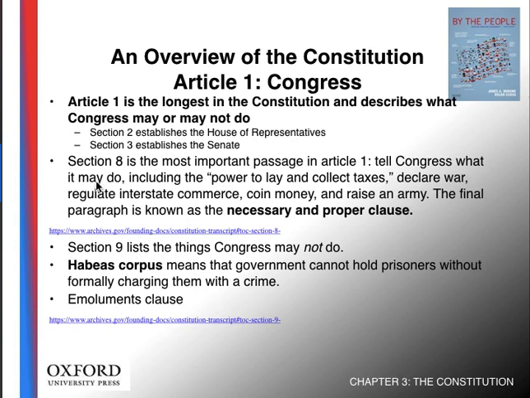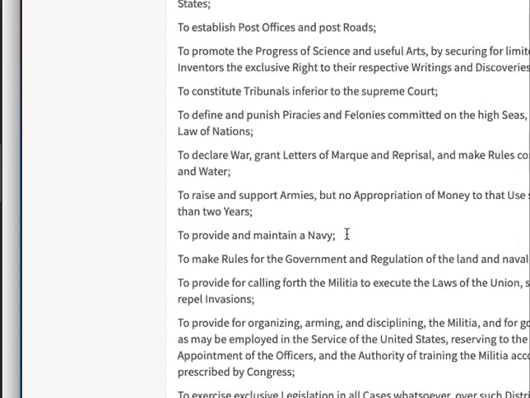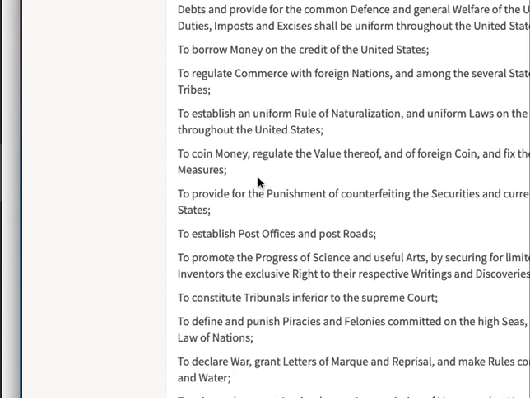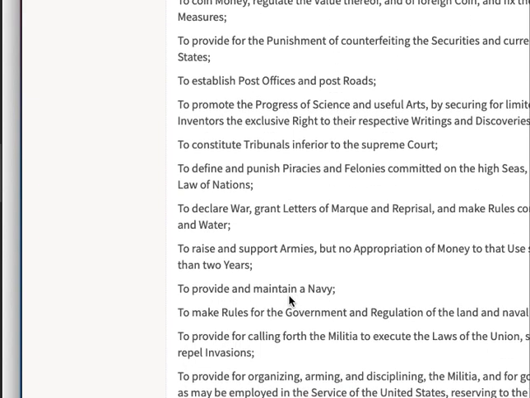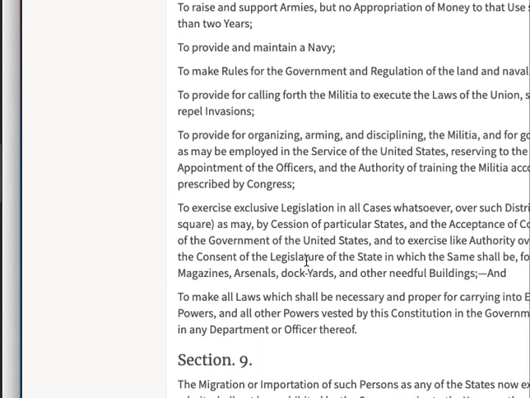Article 1, Section 8 is the most important passage in Article 1. It tells Congress what it can do, and it gives some examples: they can lay and collect taxes, declare war, regulate interstate commerce, coin money or print money, and raise an army. In the final paragraph, there's also what's called the Necessary and Proper Clause. You need to know this as well. This lists all the things that Congress can do. They can borrow money, make post offices and post roads, set up inferior courts to the Supreme Court, and provide for a navy.